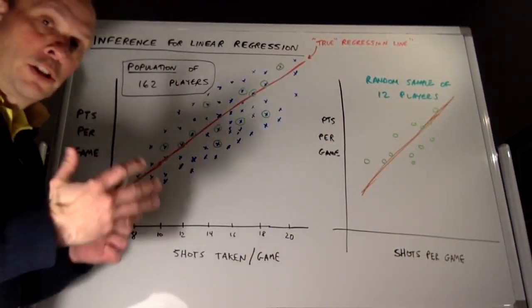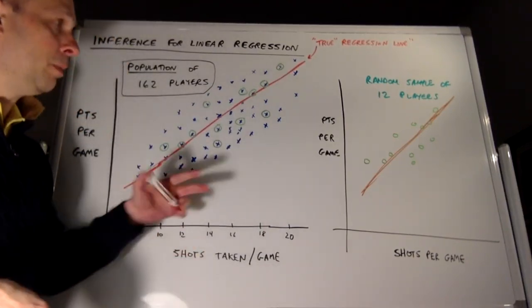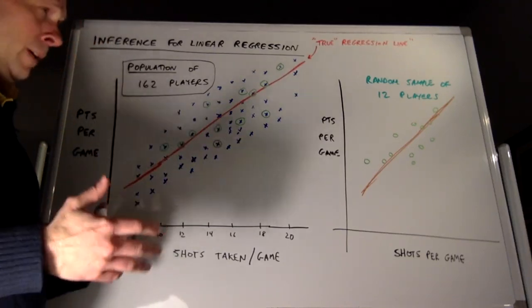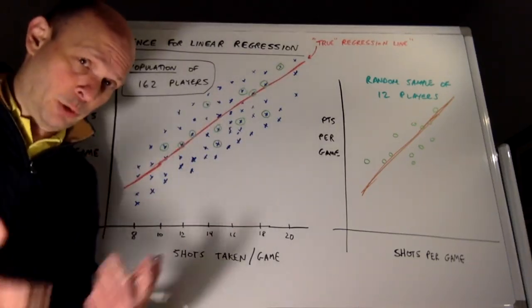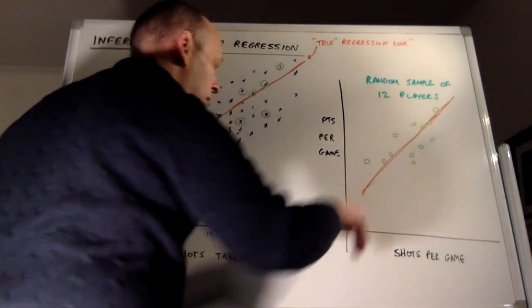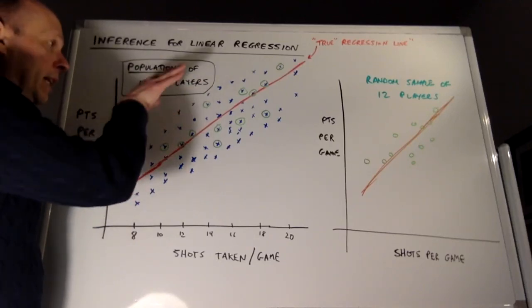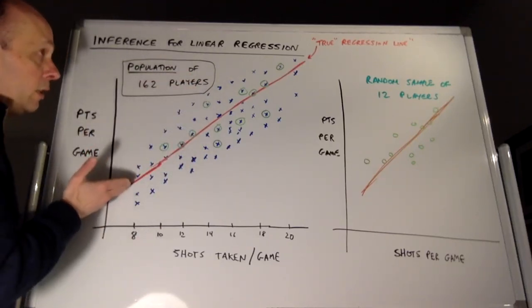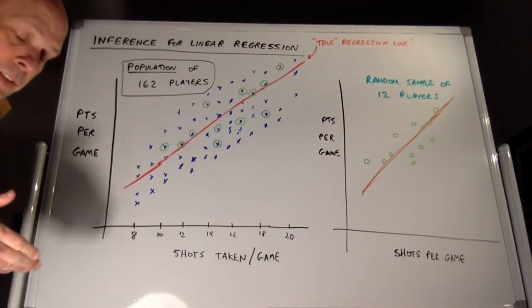It should have a similar slope, not the exact same slope, but a similar slope. And of course, everybody did this, so you all sampled 12 random players, so you all are getting different slopes and different lines, but they should be relatively in the neighborhood of what I'm calling the true regression line.